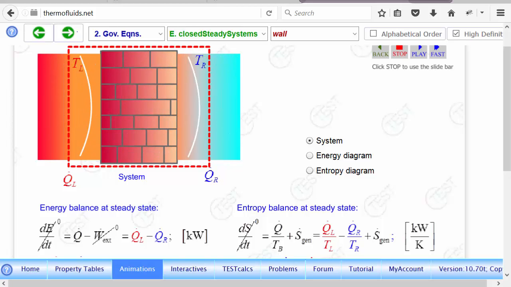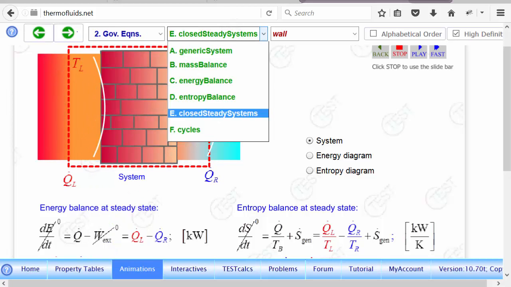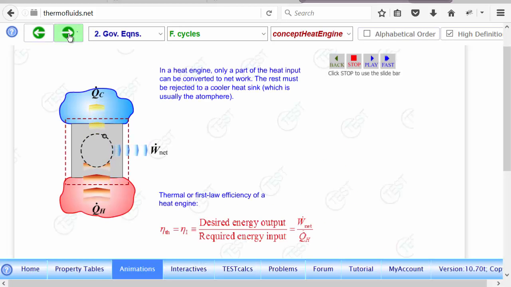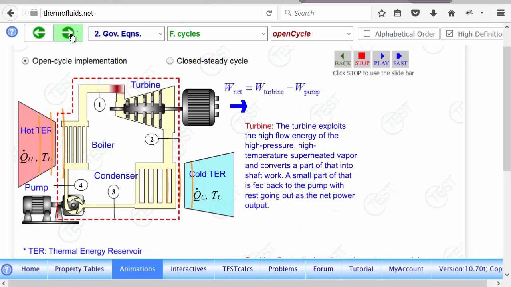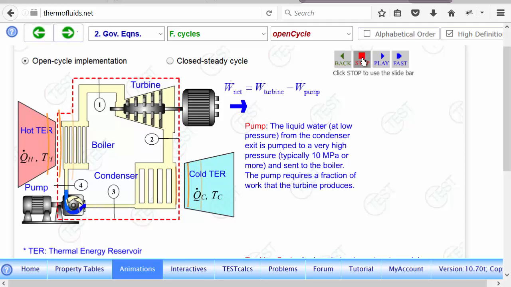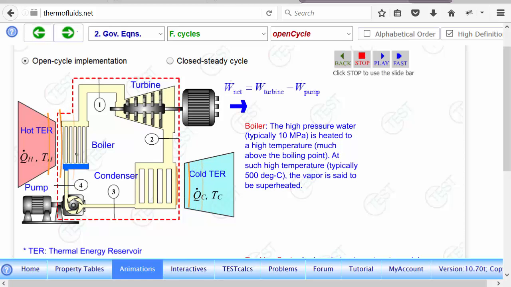Just to give you an idea of how a heat engine works, let me quickly go over a conceptual heat engine. Again, go over these animations. It explains the same ideas we have just come across. To explain a heat engine, this is an open cycle implementation, it's called. This is what you see in a typical power plant. Let's start with the pump. The pump pressurizes water to a very high pressure, and then the water goes to the boiler, and there is heat coming from the heat reservoir boiling the water.